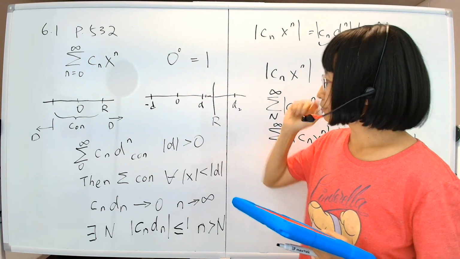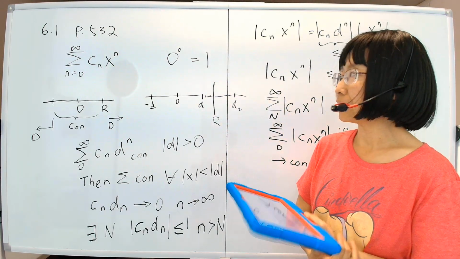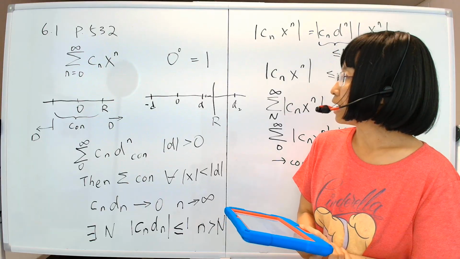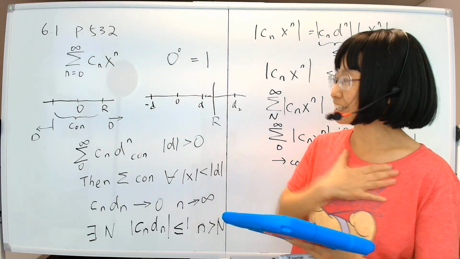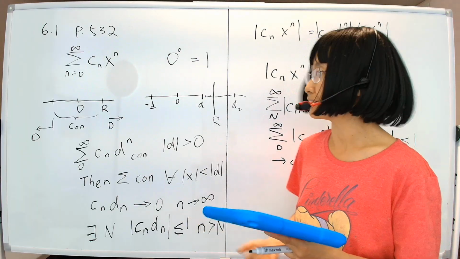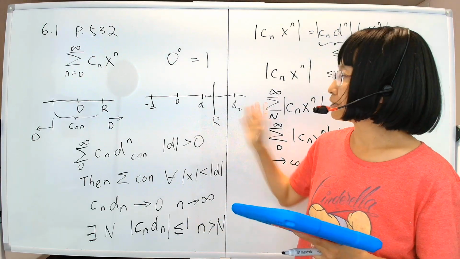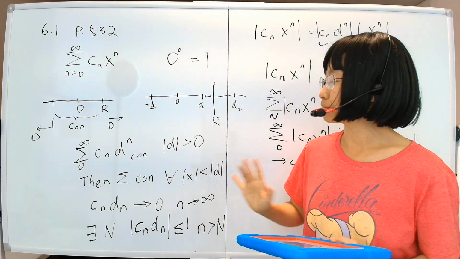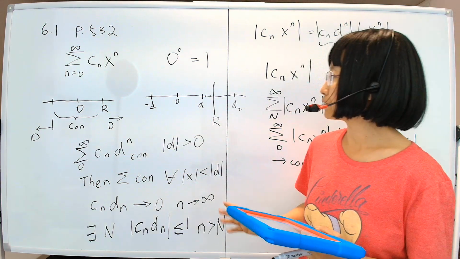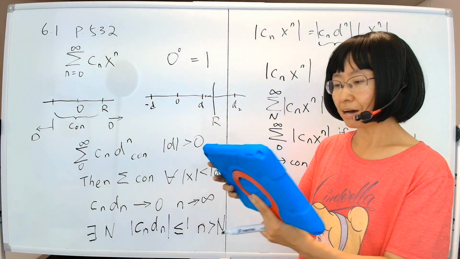Now, to calculate the radius of convergence of a power series requires the ratio test, the root test, all those tests we learned before. So we're going to be doing quite a bit of the stuff from the previous chapter in order to find the radius of convergence.